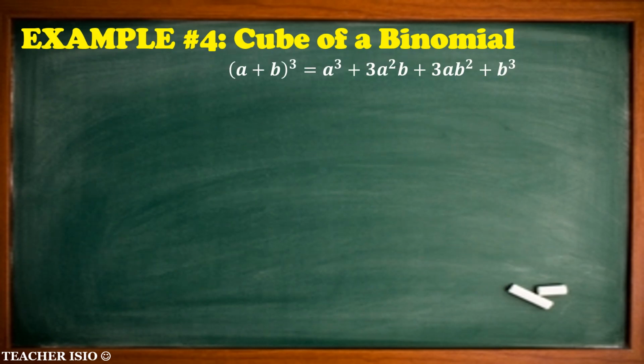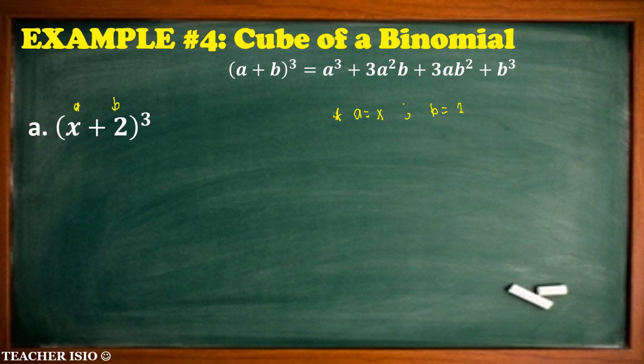So now let's have example number 4. Since it is a continuation in our previous lesson, no? So let's have cube of a binomial. So we have x plus 2 cube. So in this given, please take note that this is our a and this is our b. So our a is equals to x and our b is equals to 2.